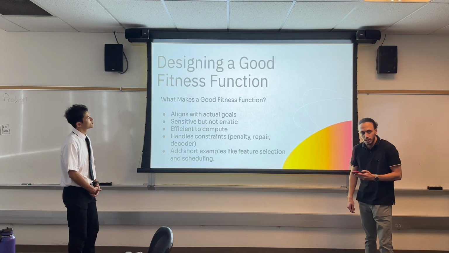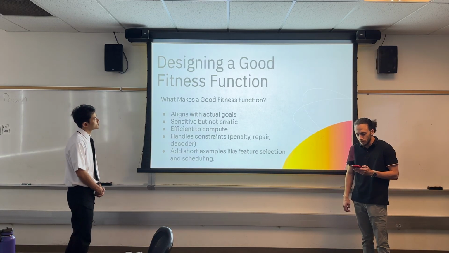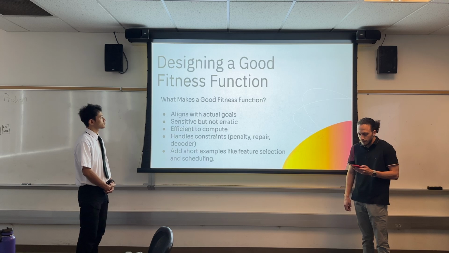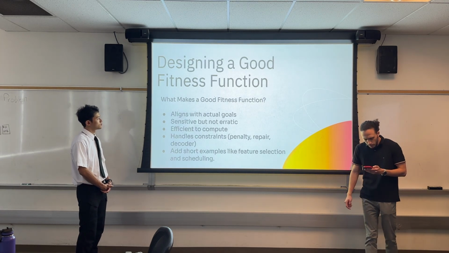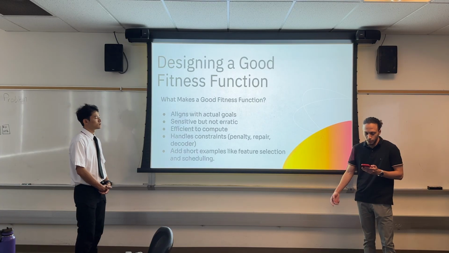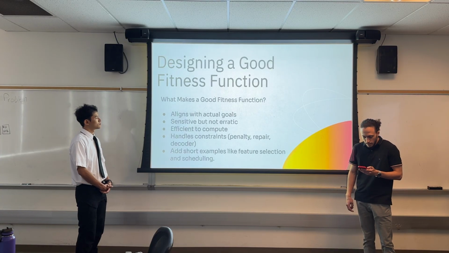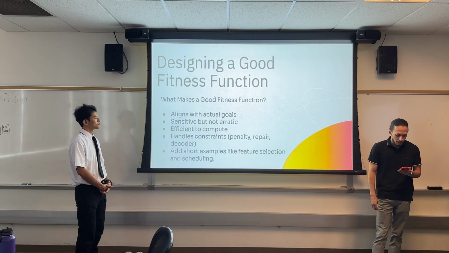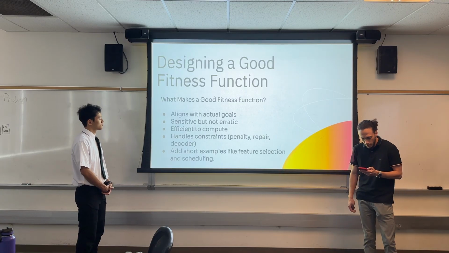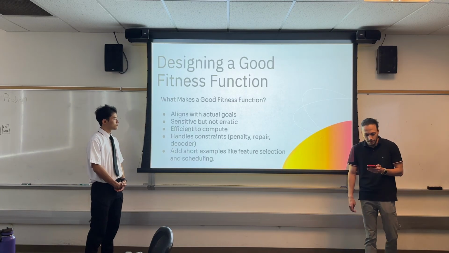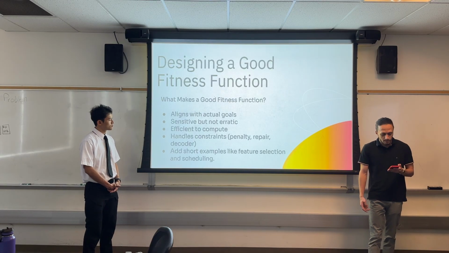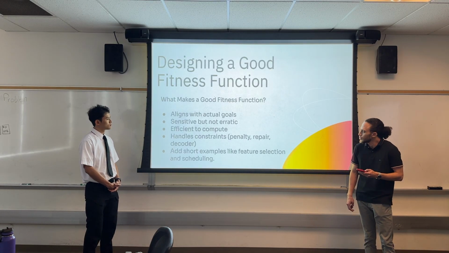The fitness function should align closely with the real world goal you care about, like the feature selection you might use for model accuracy. For sensitivity, small changes in solution should produce small changes in fitness. For efficiency, it should be computationally reasonable to evaluate, not too complicated. And you should be able to handle constraints. Most real problems have constraints like time and capacity limits, so you should be able to handle those.